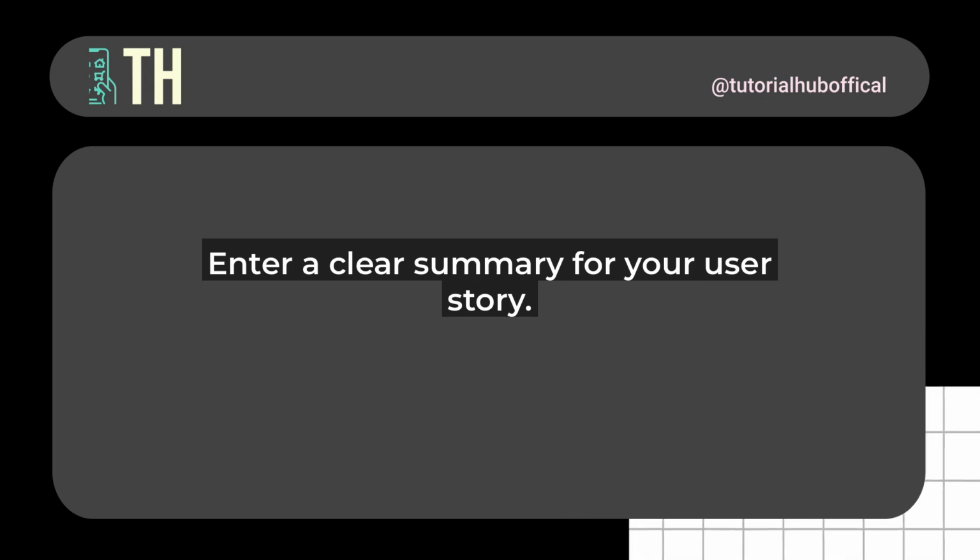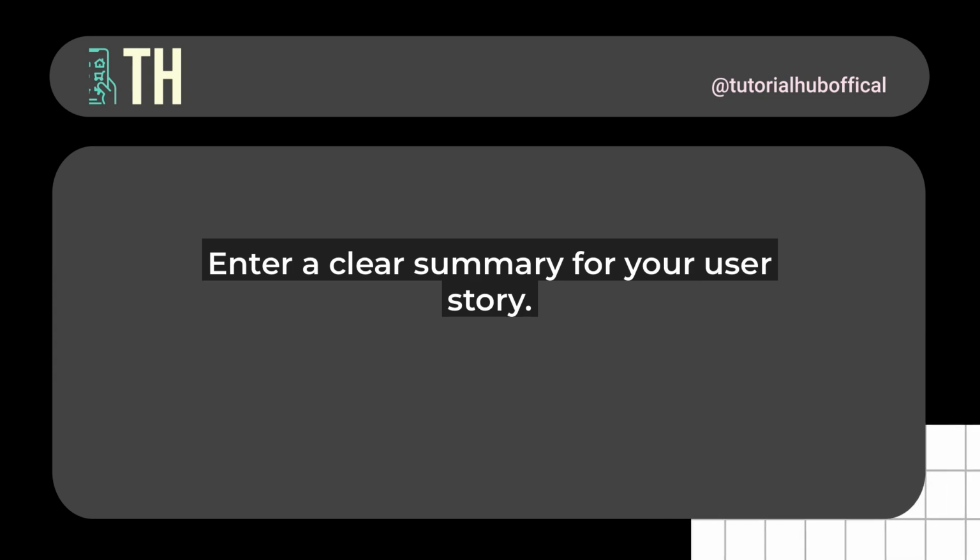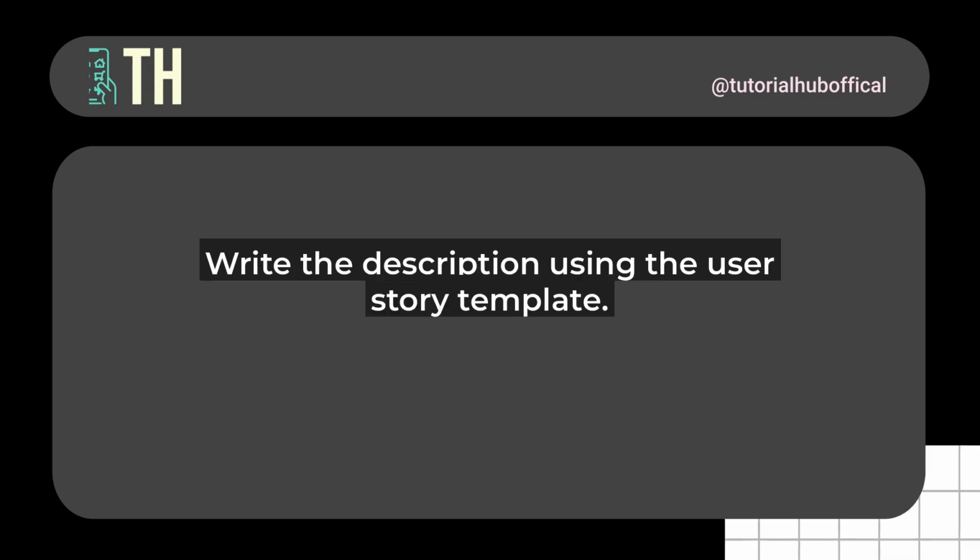Step 4. In the description field, write out the full user story using the template I mentioned earlier. Add any details like acceptance criteria to define success. For example, the user should receive an email with a reset link within 5 minutes.